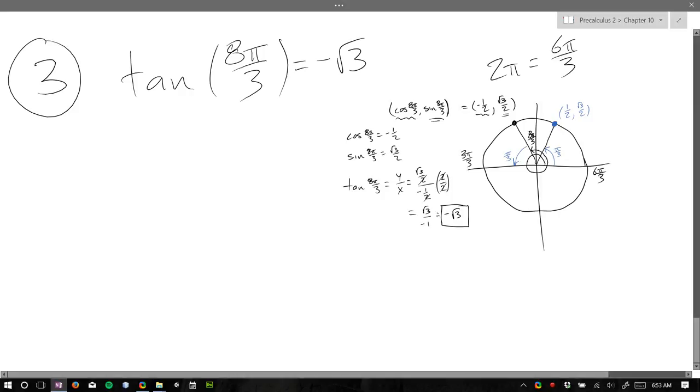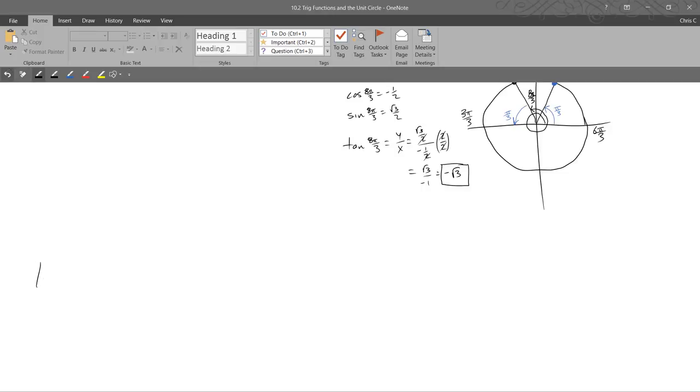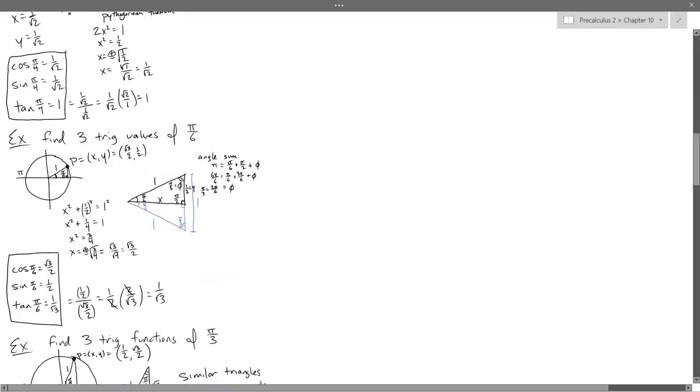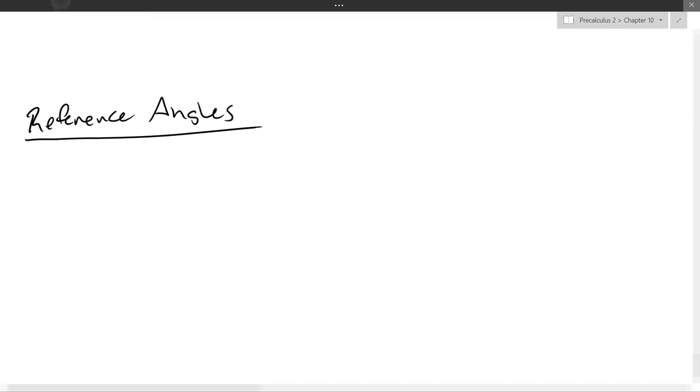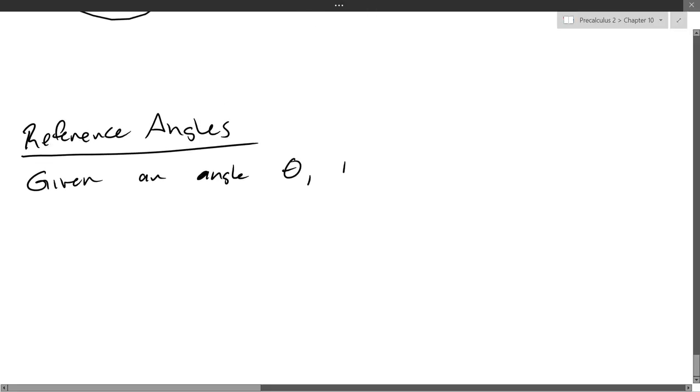So reference angles. We'll start with the definition. So reference angles, if you're given a theta, the reference angle is, we use theta bar, so it's theta with a bar on top of it, and this is the smallest positive angle back to the x-axis.